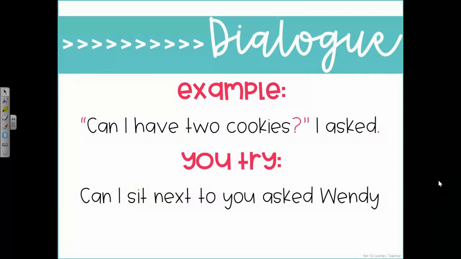Here's a question example. "Can I have 2 cookies?" I asked. Notice the quotes at the beginning, the question mark, and then the closed quotes, and a period at the end of the tag.